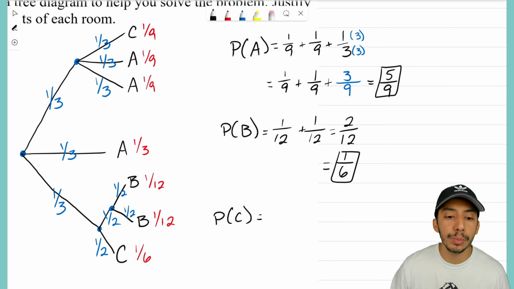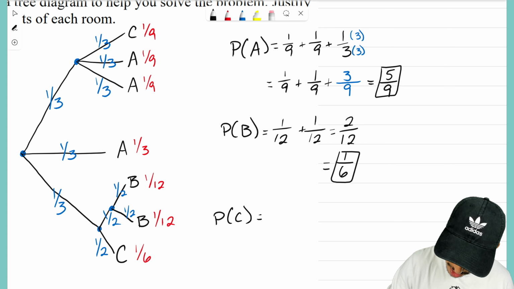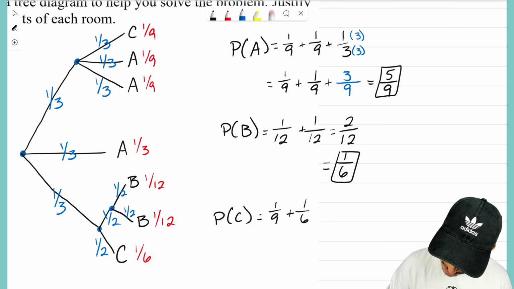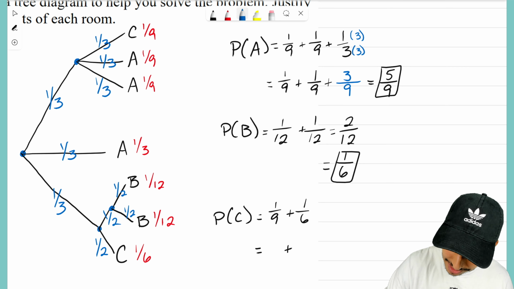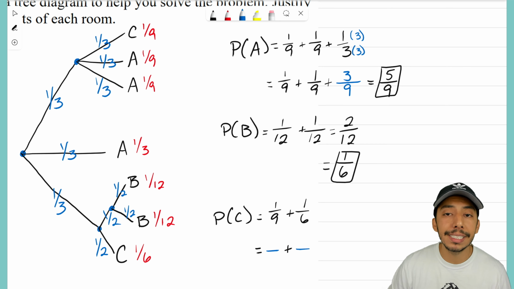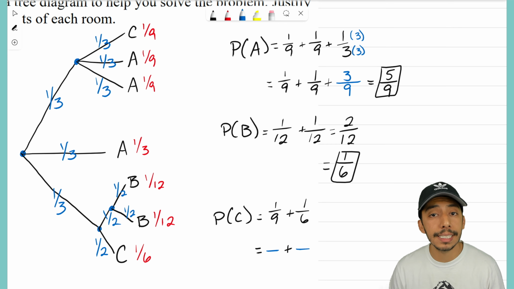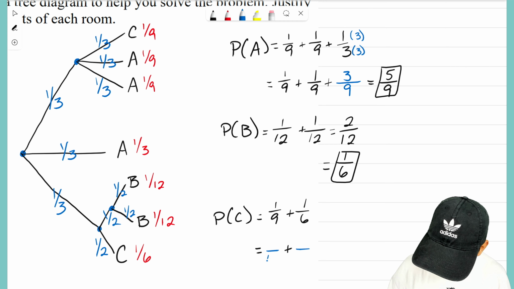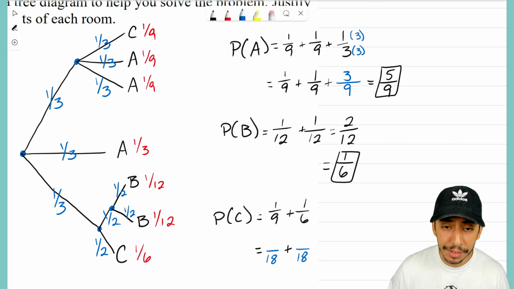All right, our last room, room C. We want to go ahead and add up those fractions. Only 2 again. The top one is 1/9. The bottom one is 1/6. Notice that they do not have the same denominator, but we can definitely change them to have the same denominator. Think of the least common multiple for 9 and 6. I think 9 and 6 both go into 18. 18 is the least common denominator here.